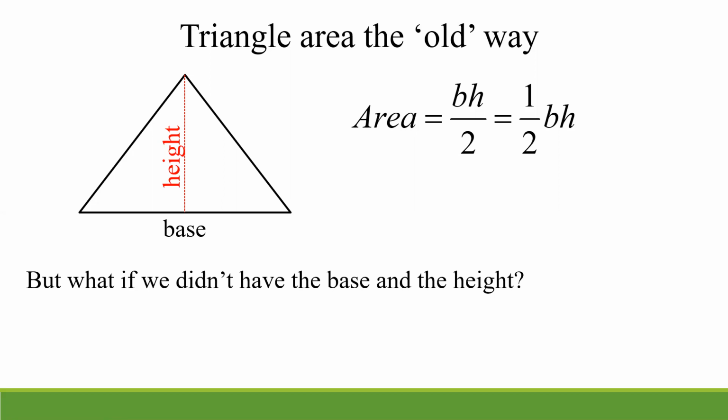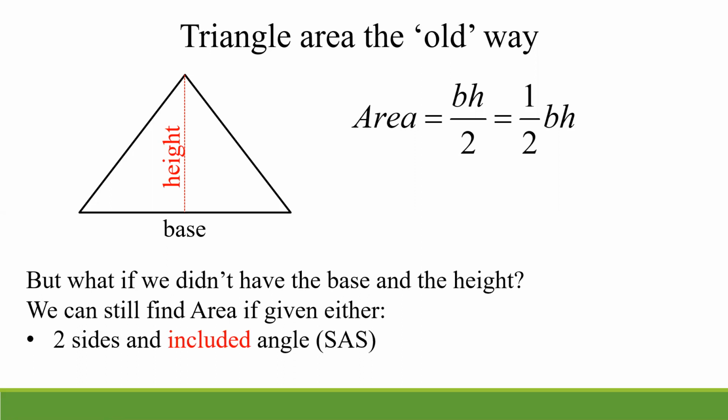But what if we don't have the base and height? What if we don't have those values? Is there another way that we can find the area of the triangle? And the answer is yes. There's two different things that we can do. We can still find the area if we're given either two sides and the included angle, that SAS case that we talked about with the law of cosines, or if we're just given all three sides and no information about the height. So we're going to discuss both of those ways today in this video.